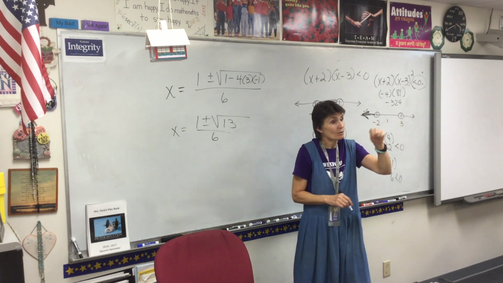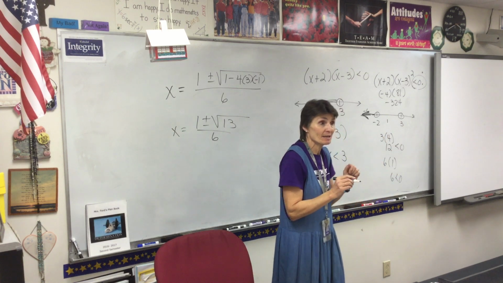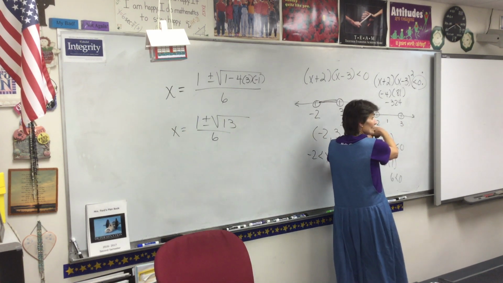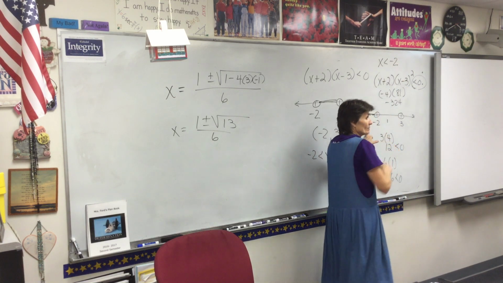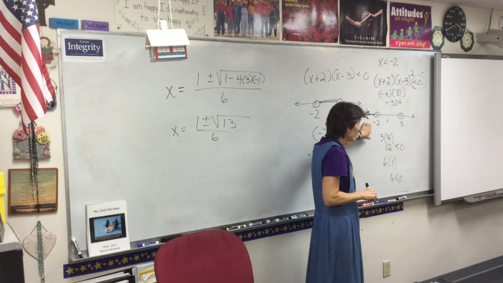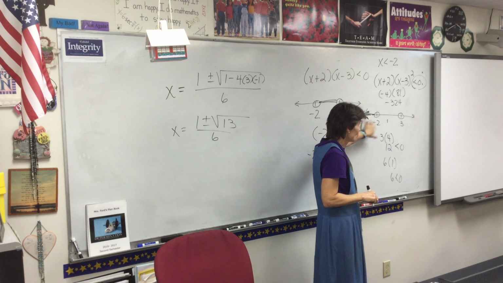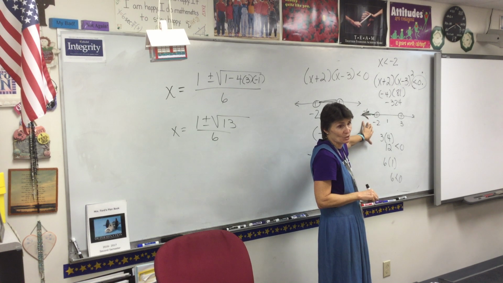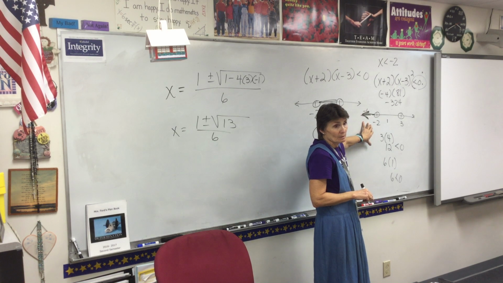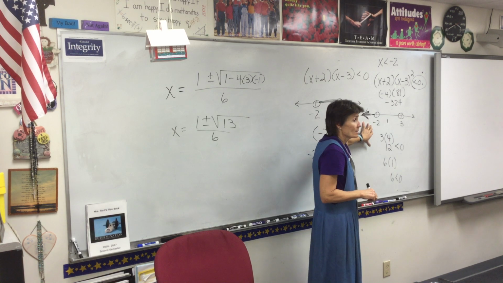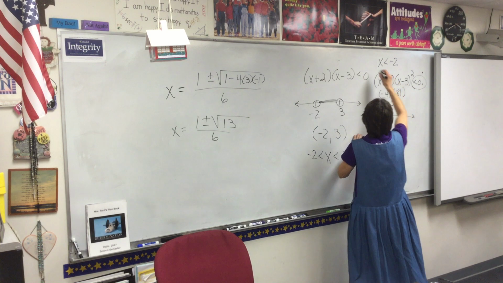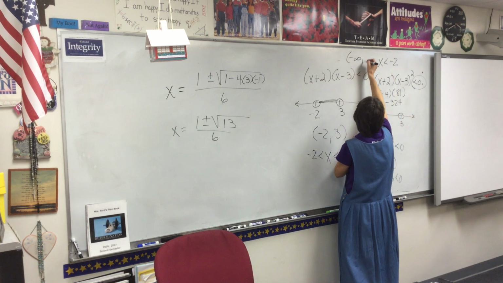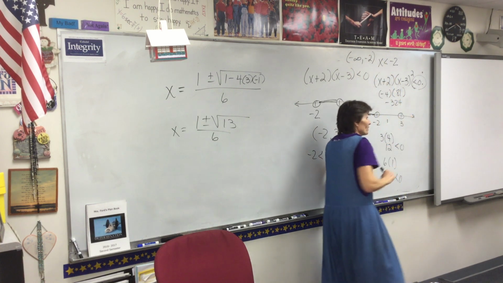So the answer to the problem ends up being, no, the number's less than -2. That was a yes, remember? And when it's a yes, you shade it and it becomes part of your answer. Okay? Now, you can also write that as an interval. Those of you that like intervals, it would be written like this if you wanted to write it that way.